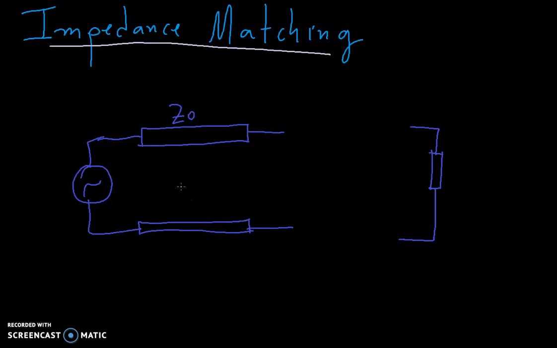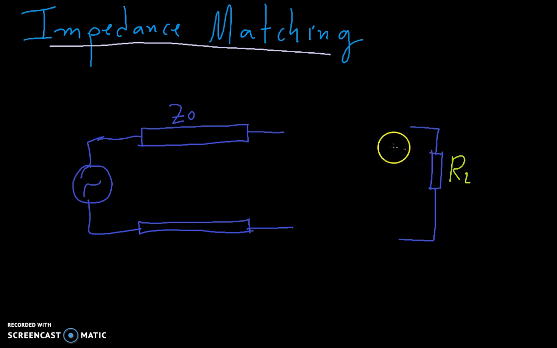Hello everyone. In this video I want to talk about impedance matching. Let's suppose you have a load that you want to drive, and this load has value RL, and you have a transmission line with characteristic impedance Z0, which you will use to transmit the signal into this load.